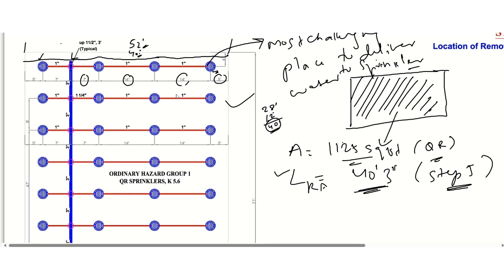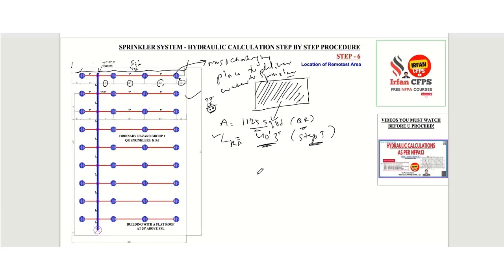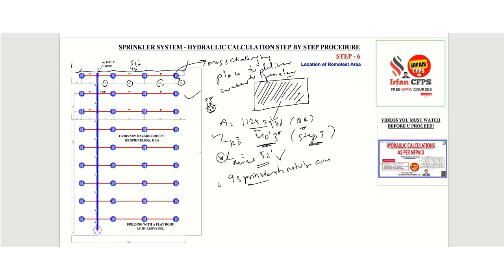Okay, so now we'll move ahead. I believe you people are able to understand. Just a moment, I will scroll it down. So the length we already got was 40 feet 3 inch, but actually the revised length will be 52 feet. This needs to be considered. Please keep this in your mind. Then we already calculated that 9 sprinklers have to be considered for this design area of operation.